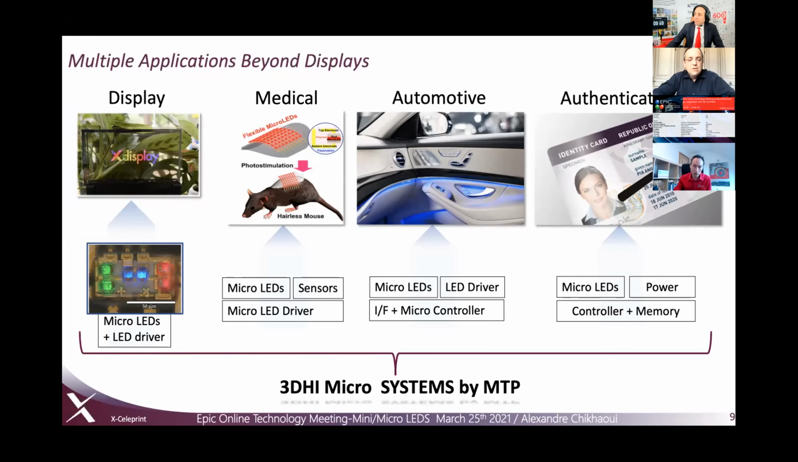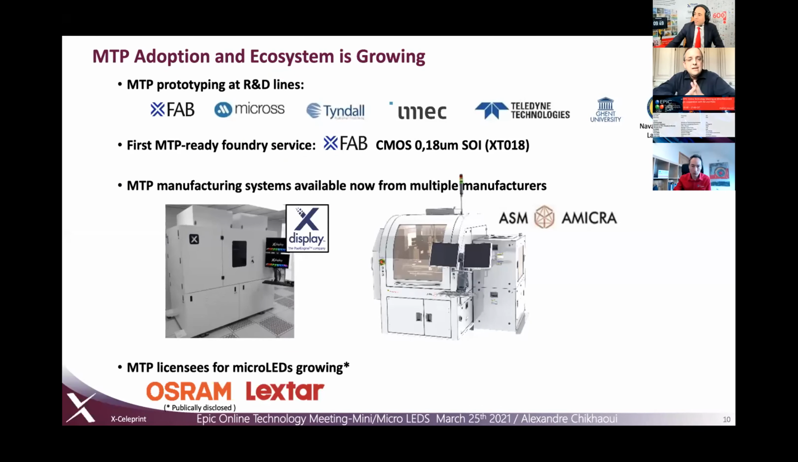And I will finish here with my last slide, mentioning that the MTP adoption and the ecosystem is growing. You can see here that we have multiple R&D prototyping lines at X-FAB, at Micros, at Tyndall Institute, mainly based in Europe, at IMEC, but we also have some R&D lines in the US. Something which is completely new, it could be a scoop maybe today, we have our first MTP-ready foundry service by X-FAB. So today, if you would like to have MTP-able, transferable micro ICs made in CMOS technology, this foundry service at X-FAB is available. It's online on the website of X-FAB, you can have a look. So this is very new as well.